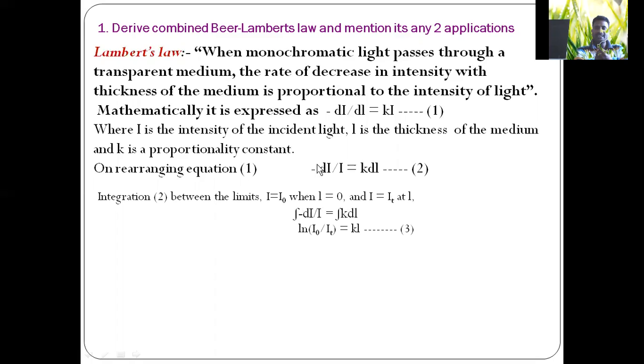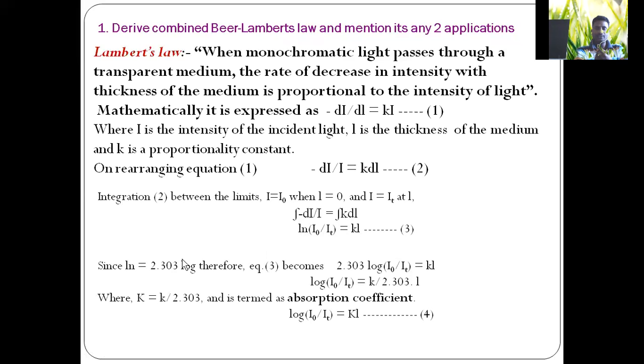So here, when you take integration on both sides, then integral of minus dI by I is equal to integral of k dL. According to the formula integral 1 by x dx, this becomes ln. ln of I0 by IT is equal to k into L. So k is constant, so integral dL is equal to L. That is why k into L. After substituting the upper and lower limits, we got ln of I0 by IT is equal to k into L, equation number 3.